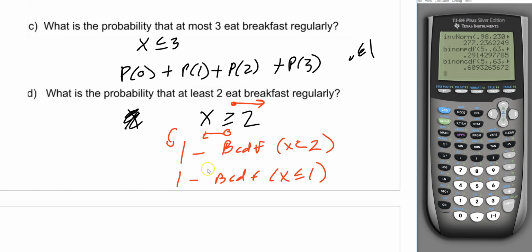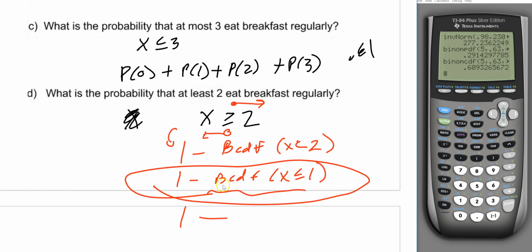So don't forget the 1 minus. A lot of people forget the 1 minus. So you can do this in your calculator first if you want, but don't forget to do 1 minus. I just do it all at once because I don't want to make a mistake. So 1 minus second distribution, go down to binomial CDF, and so on, 1, hit enter, and then you get your answer, about 93%.